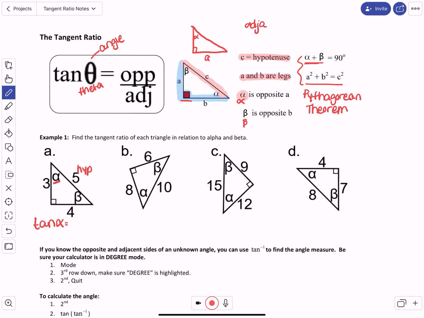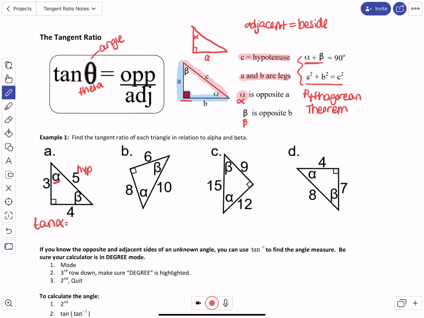Adjacent just means beside. That's what adjacent means. Adjacent means beside of, okay? So literally, what number is adjacent to alpha? Is 3 beside of it, or is 4 beside of it?